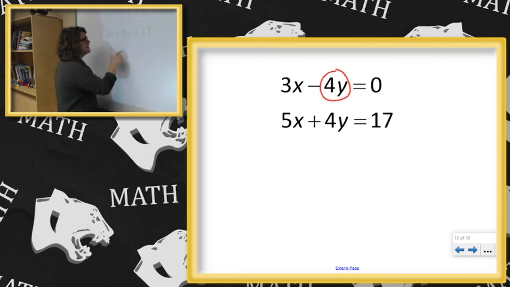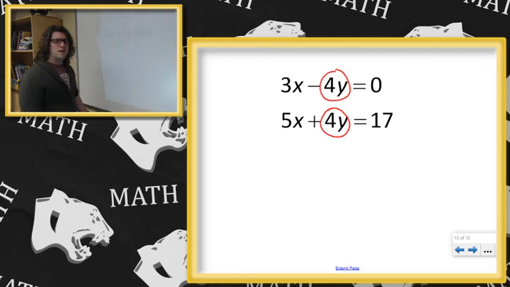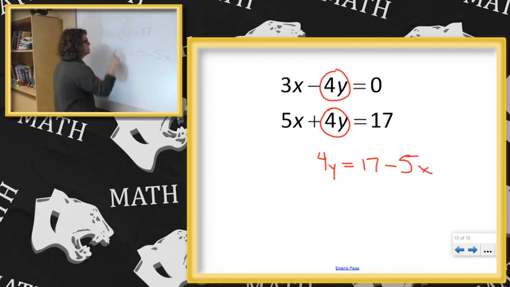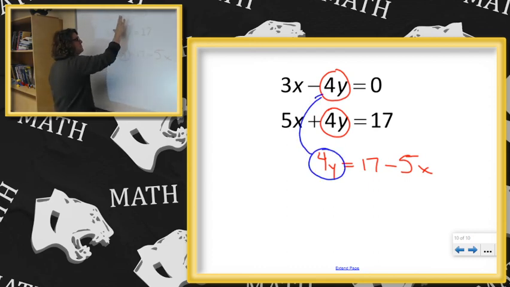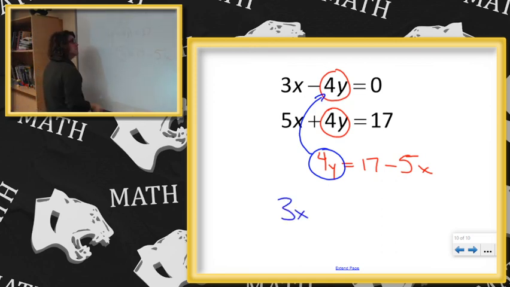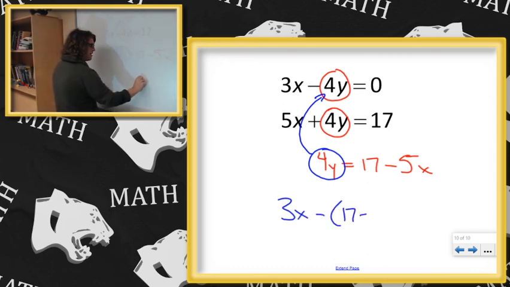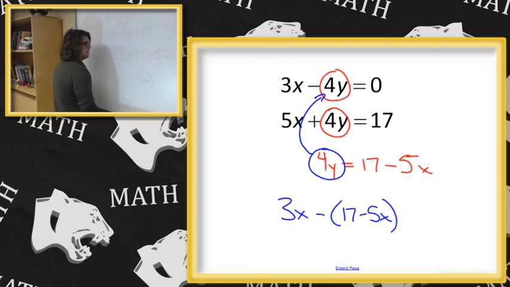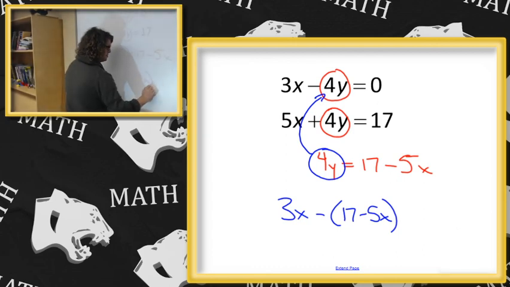I'm going to say, let's solve for 4y in my second equation. 4y in my second equation, if we solve for it, would be 17 minus 5x. So subtract 5x from the left, subtract 5x from the right. Great, this is my rearrangement. I'm going to take that 4y and put it right into the 4y position in my first equation, which gives me 3x minus the entire 4y expression there, and then that's going to be equal to 0 in that first equation.